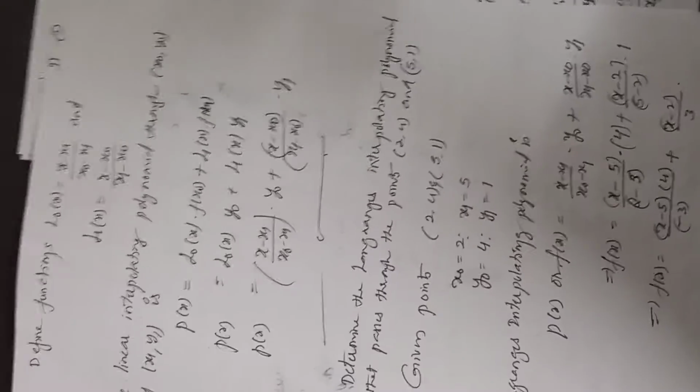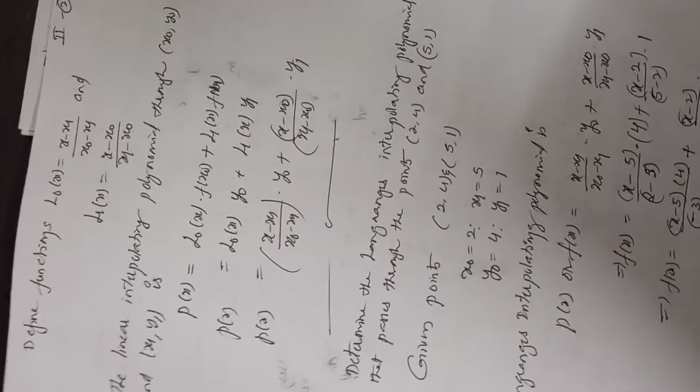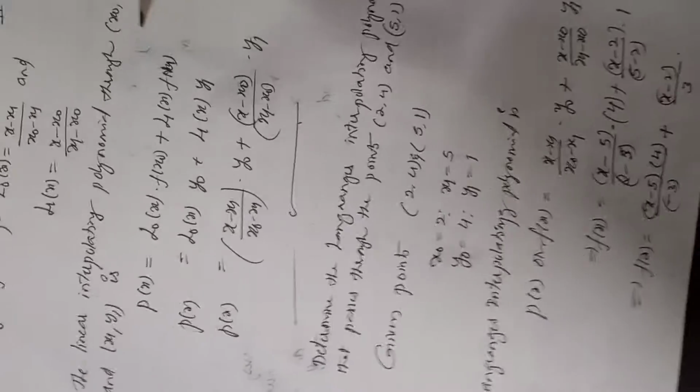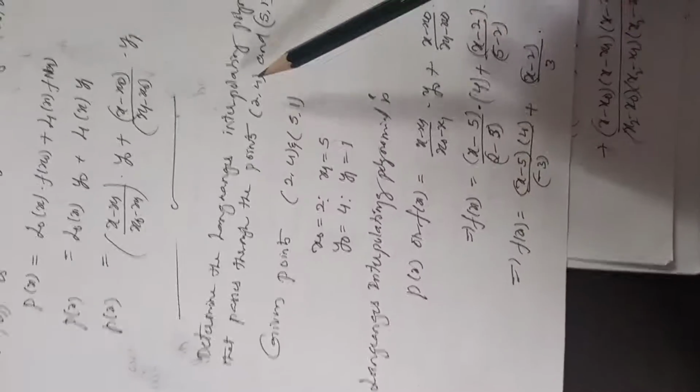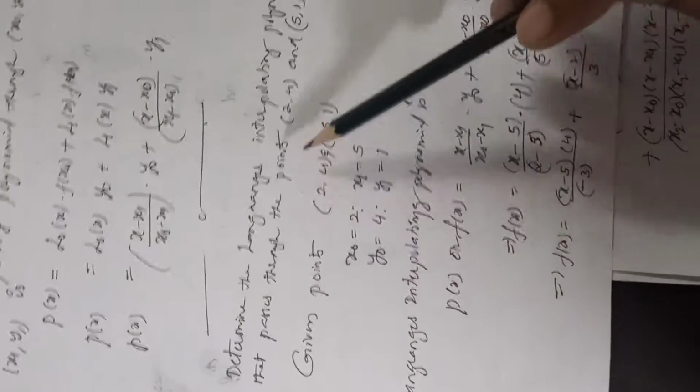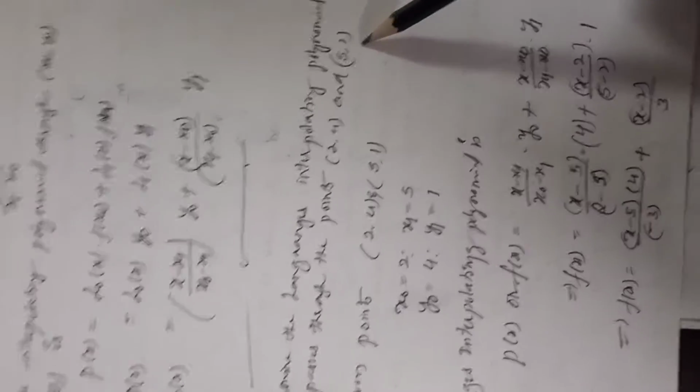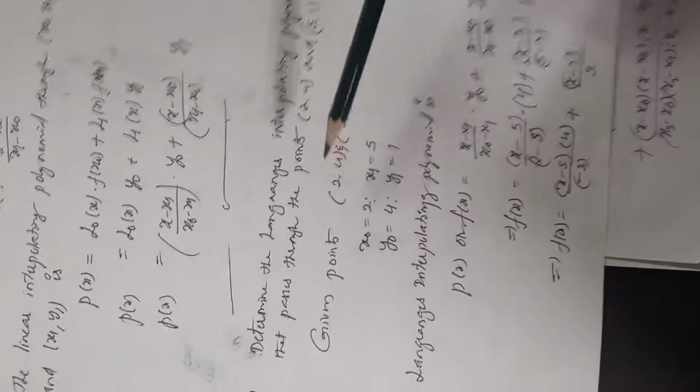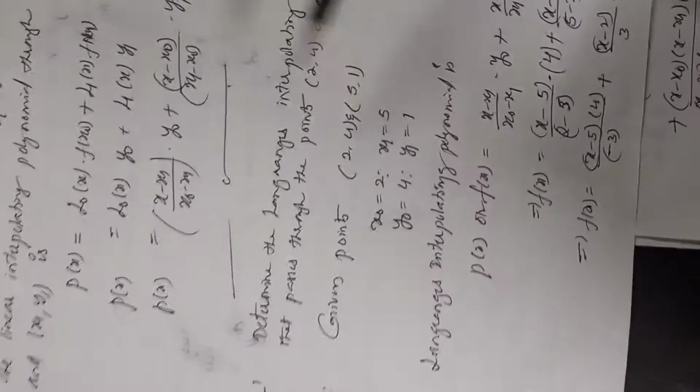Now, Lagrange's interpolation polynomial, right? Already I have explained this one. On the board, there is a polynomial of degree 1 and a polynomial of degree 2, like that. Here one simple example: determine the Lagrange's interpolation polynomial that passes through the points (2, 4) and (5, 1). Right? How many points are given to you? There are 2 points given to you.